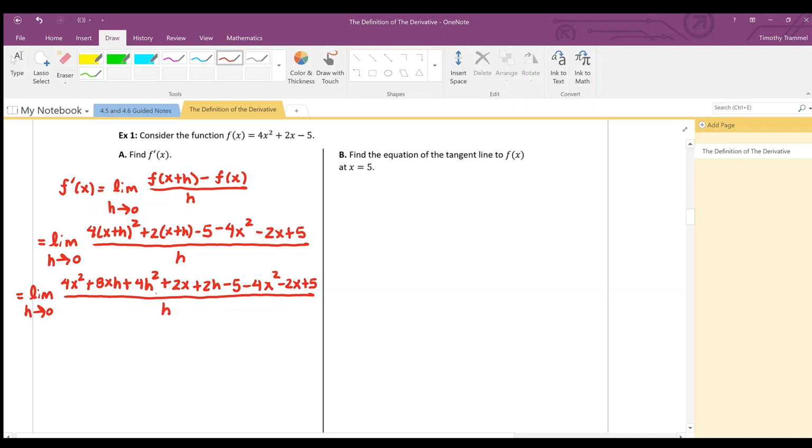h. I did skip a step, and I want to show it just in case anybody needs it. This 4 times x plus h squared, I multiplied all at once, but if you square this x plus h, you'll get x squared plus 2xh plus h squared, again by FOILing. Now if you distribute that 4 through, you'll see we get the 4x squared plus 8xh plus 4h squared.